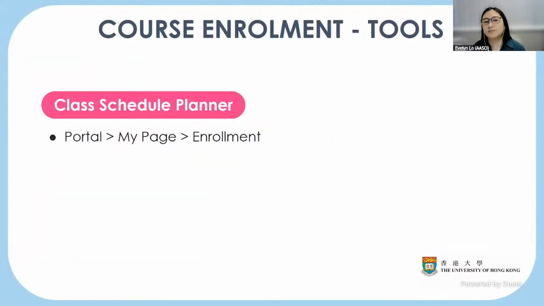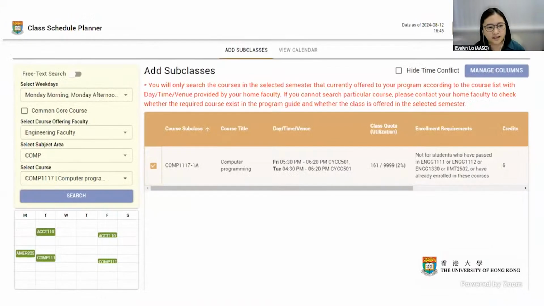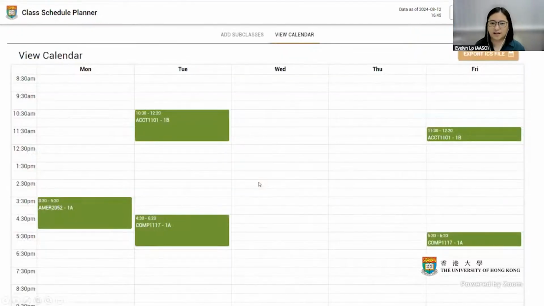And there are also some other tools for course enrollment. There's the class schedule planner, which looks something like this. You can choose the faculty, so which faculty offers the course, and then choose the course. Then you can add it to the timetable and have a look at what it would look like if you enroll in these courses.